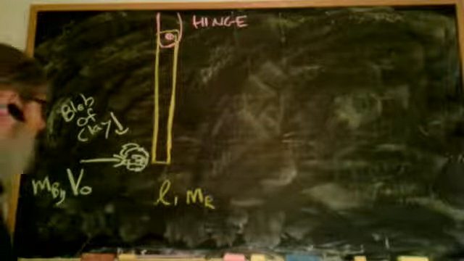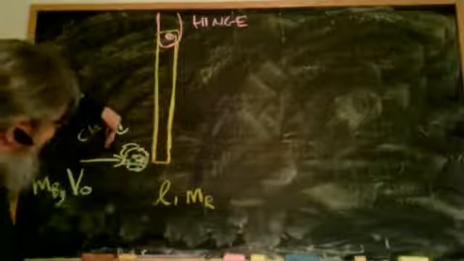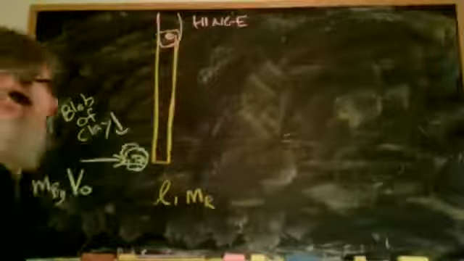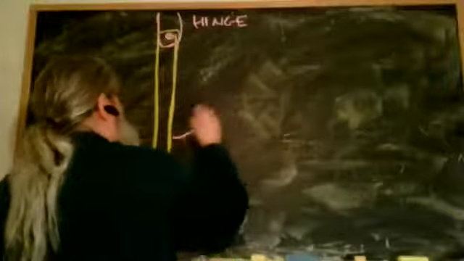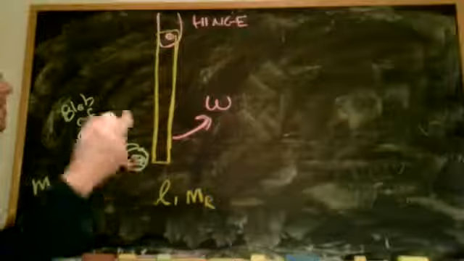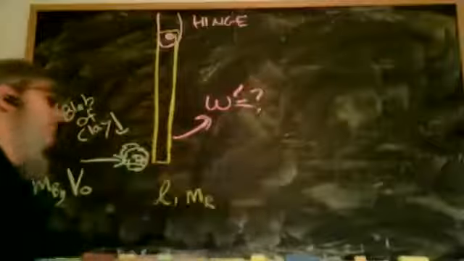The impact happens, and as a result of the impact, the blob sticks and the stick swings up with some initial angular speed. Okay, so up it goes, whoop, with some angular speed, which I'll call omega. We'll call that the angular speed right after the impact. So I'll call it omega prime. Okay, I'd like to know what that is.